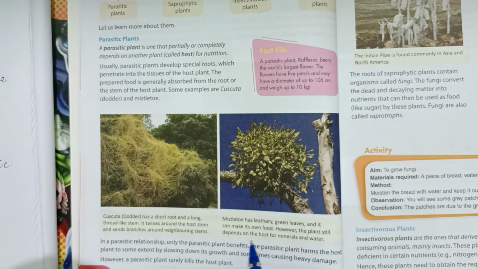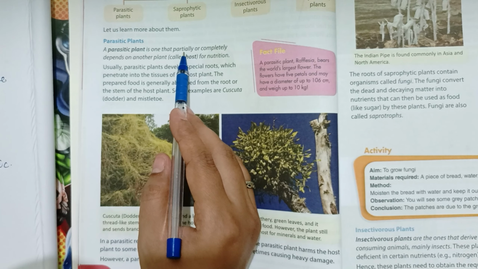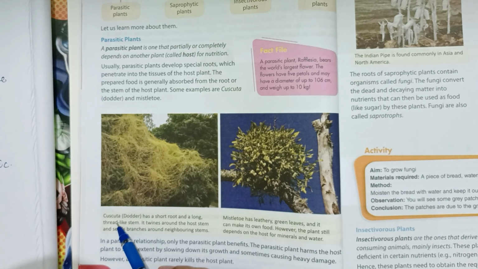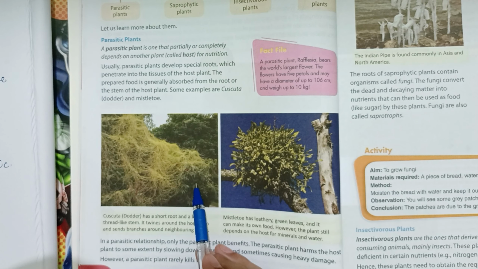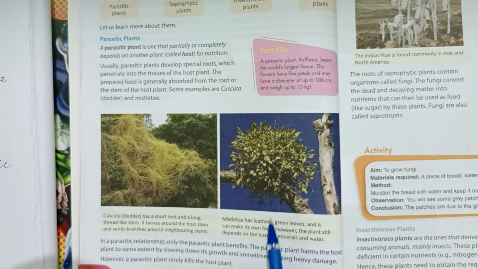However, the plant still depends on the host for minerals and water, as it is told that the parasitic plants are those plants which are either partially or completely dependent. Cuscuta is completely dependent on the other plant, but mistletoe is not completely dependent. It is performing photosynthesis, it is making its own food, but still it is dependent on the host for the minerals and the water that is required for the photosynthesis process.